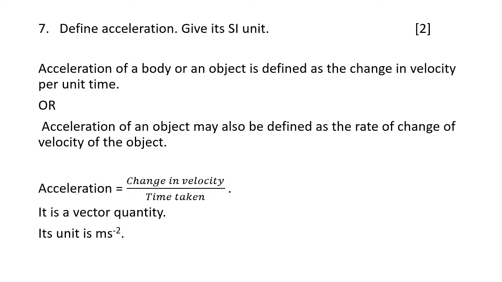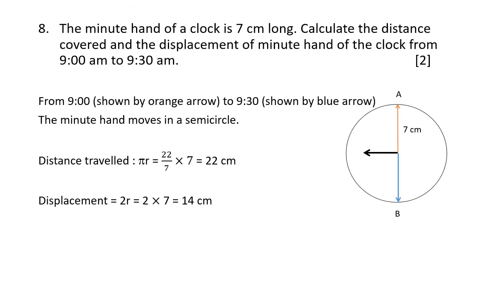The next question was acceleration theoretical. Acceleration of a body or an object is defined as the change in velocity per unit time, or acceleration of an object may also be defined as the rate of change of velocity. Now since it is a 2 mark question, you can write down it is a vector quantity and the unit is meter per second square. So this was also comparatively an easy question.